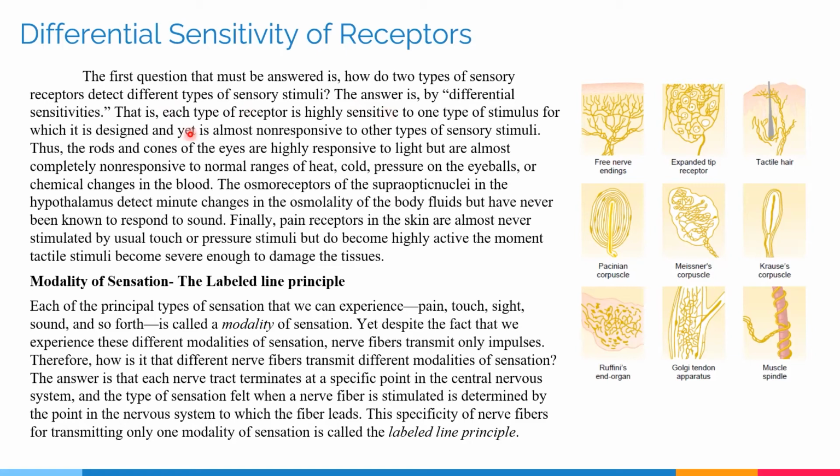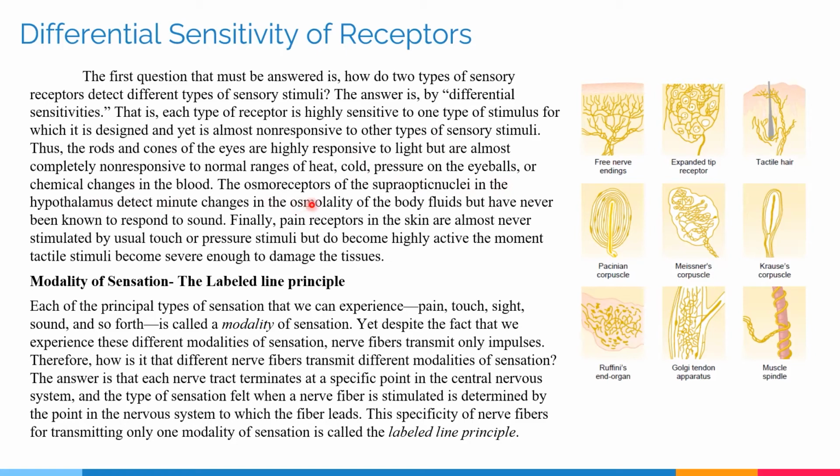The answer is by differential sensitivities. That is, each type of receptor is highly sensitive to one type of stimulus for which it is designed, and yet it is almost non-responsive to other types of sensory stimulus. Thus, the rods and the cones of the eyes are highly responsive to light, but are almost completely non-responsive to normal ranges of heat, cold, and pressure on eyeballs or chemical changes in the blood.